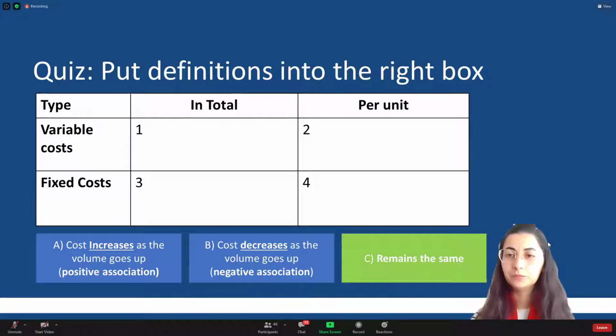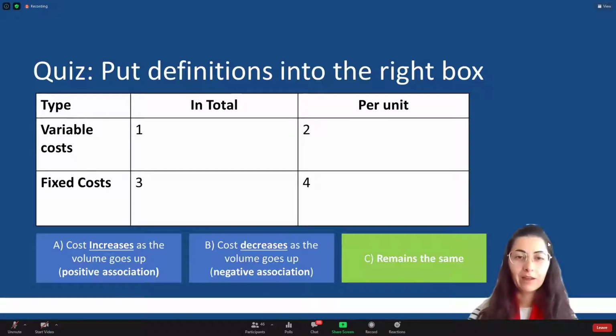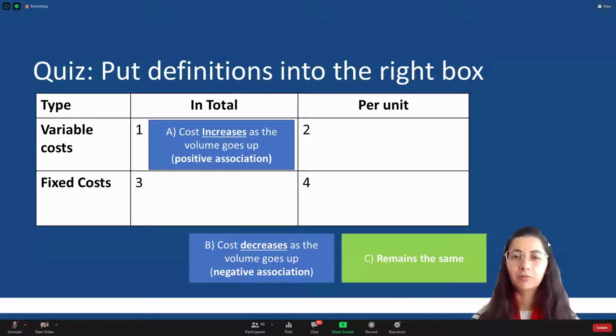Okay, so let me share the results. So you have here, most of people said that box A, cost increases as the volume goes up, should go to box 1. So that is when costs increase as the volume goes up, there's a positive association. And you're saying that is variable costs in total. So as the volume goes up, these costs increase. Yeah, that is correct.